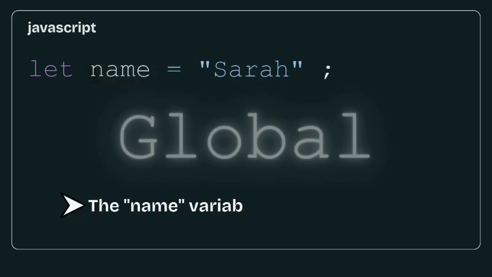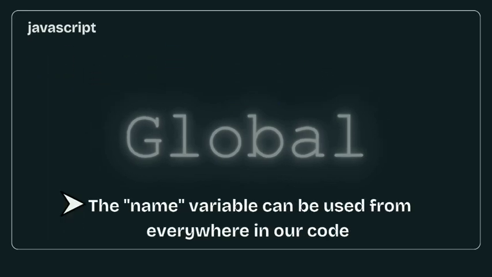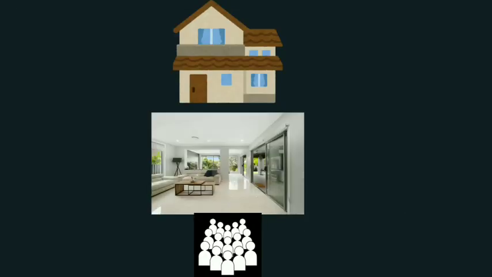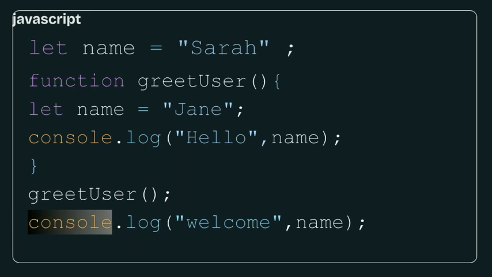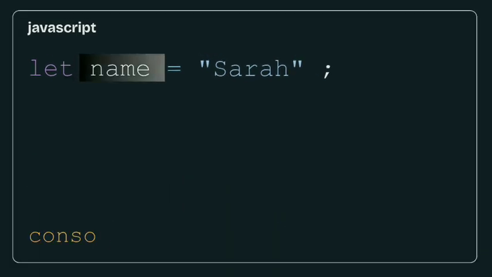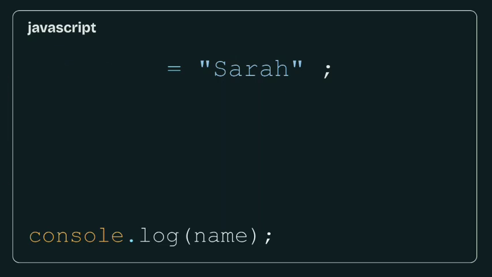Think of it like putting something in the middle of a room where everyone can see it. Now, here's the thing. When we do console.log outside the function, JavaScript looks around and finds that global name variable with Sarah in it. That's why it printed welcome Sarah.